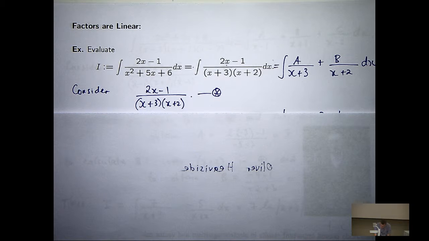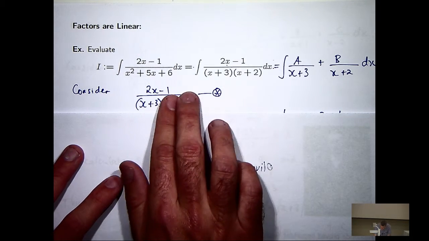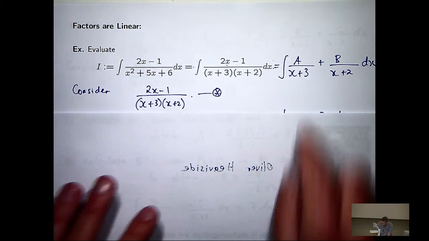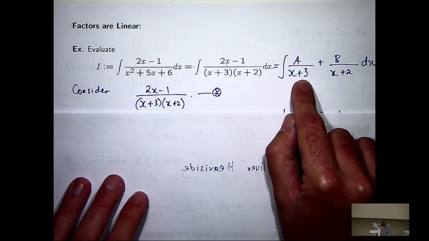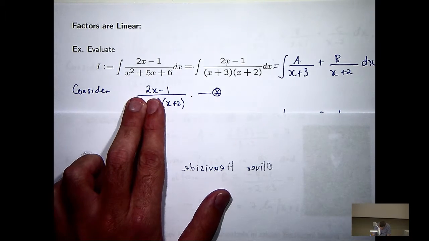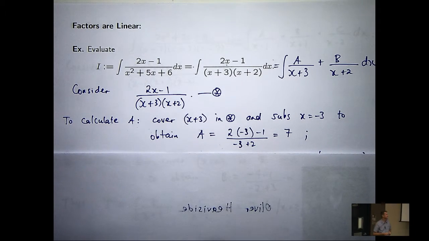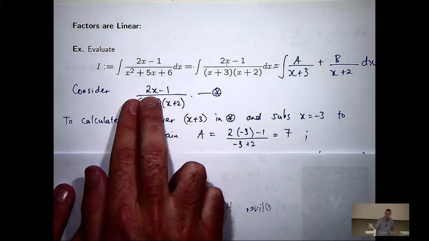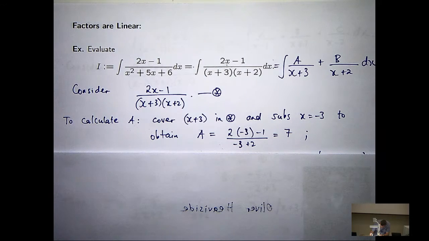So the Heaviside method involves looking at the integrand, covering up one of these, and making a suitable substitution. If we look over here, to find A, it lies above x plus 3. So let's go to our integrand, cover up the bracket containing x plus 3, and substitute in x equals minus 3 to give me A. Essentially that's what I did in the next line. I covered that up, substituted in x equals minus 3, and that gives me my constant A.